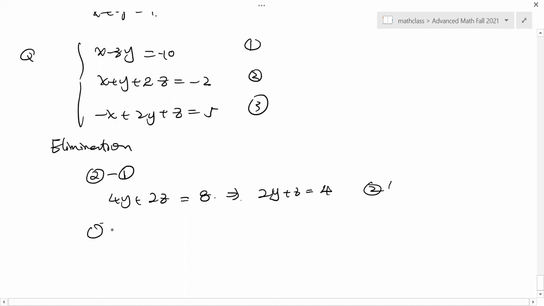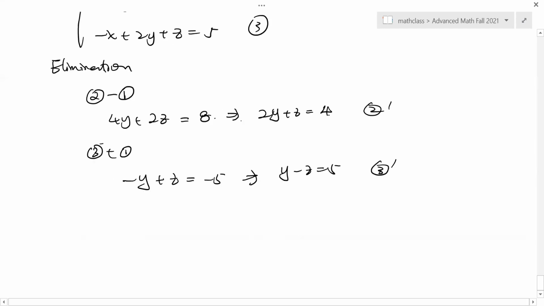Then equation 3 plus equation 1. And then x is gone. So 2y minus 3y is negative y, right? And negative 10 plus 5 is negative 5. Or you can say y minus z equals 5. That's equation 3. So now you get two equations in two variables. So we continue to use the elimination method because I see that it's positive y, negative y there. So add them together, it's again 3y, z is gone, it's 9, so y equals 3.